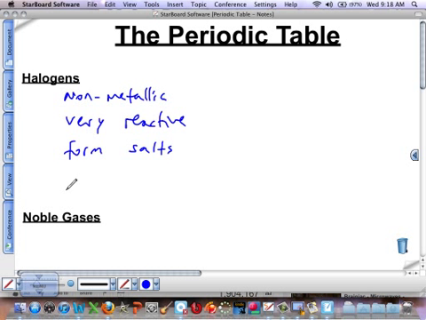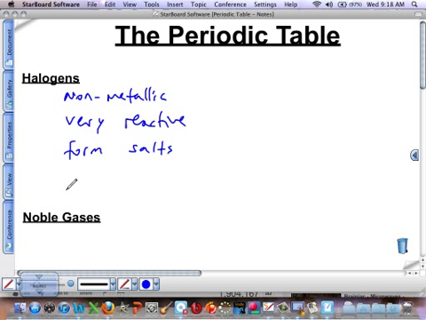Now, remember we talked about the alkalis that were very reactive, and now we have the halogens that are very reactive. The alkalis want to get rid of one electron, and they just want to get rid of it as fast as they can. The halogens are short one electron, so they're willing to take it from anybody that has an extra electron. That's why they're super reactive.